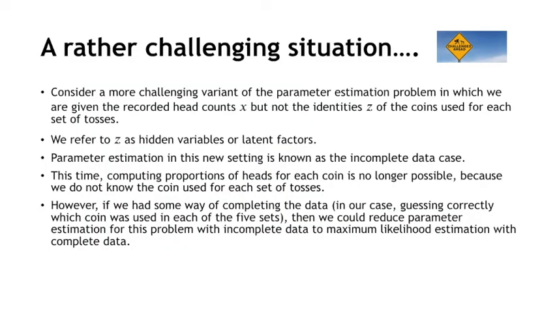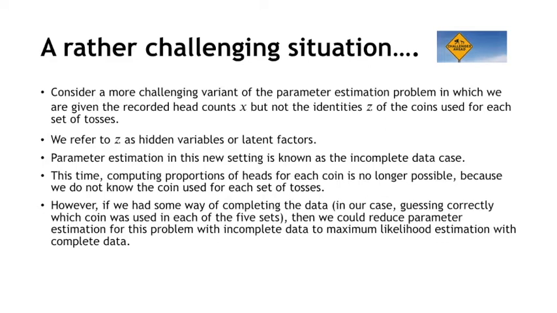Now, as I have said, the expectation maximization algorithm works with incomplete data. Consider a case in which we have the recorded head counts X, but we do not know which coin has been tossed. This unknown variable is known as a latent factor. Here we would call Z the hidden variable or latent factor. So parameter estimation in this new setting would be an incomplete data case. This time we will not be able to compute the proportions because we do not know which coin has been used for which set of tosses.